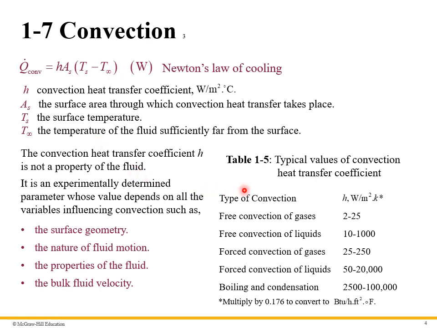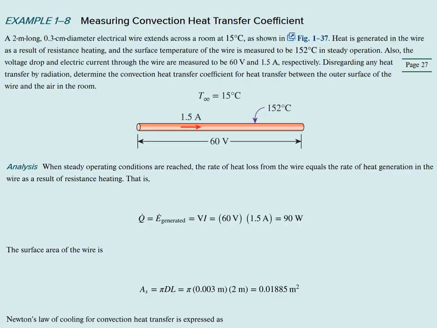The values of h are again found in a table, and you can see different values here for the type of convection versus the h value for them. Let's take a look at a couple of problems here.